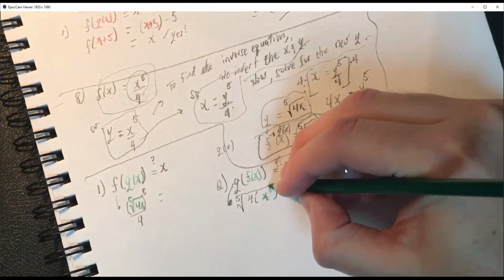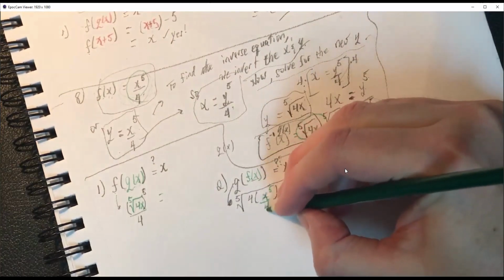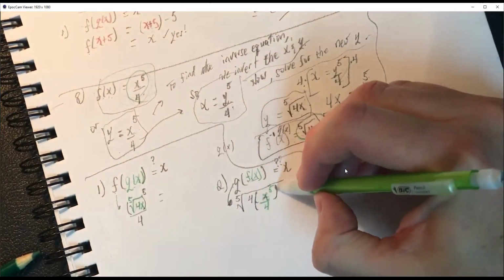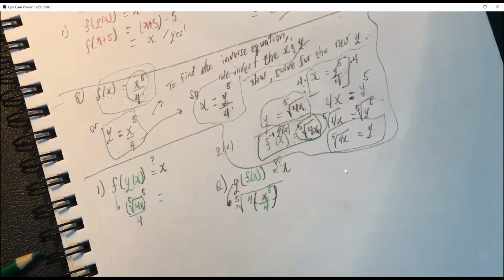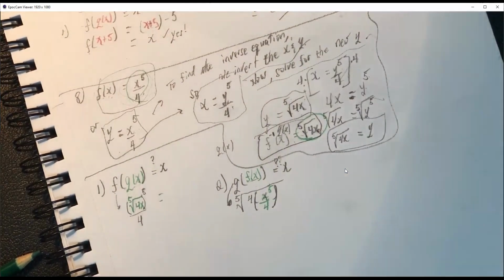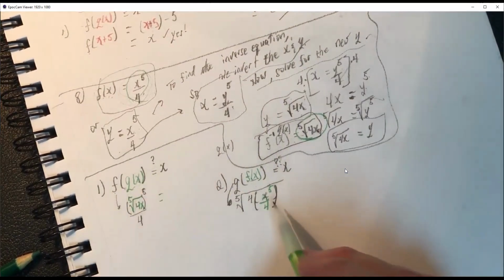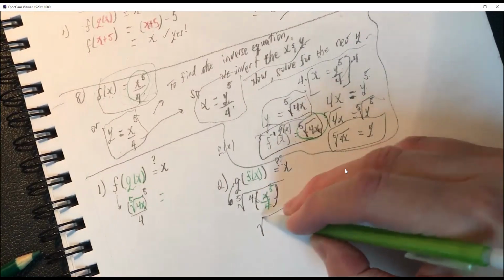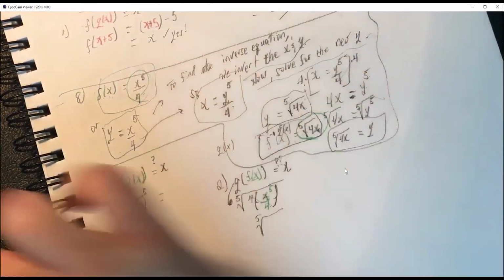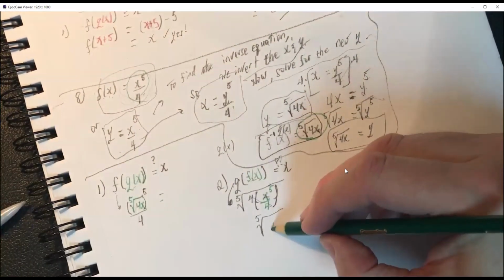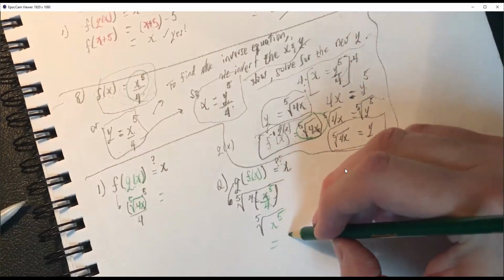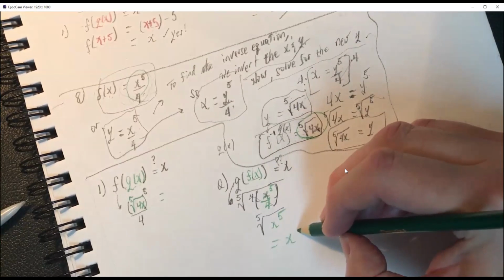X to the fifth over 4. Now we simplify both of them. This one, for example, the 4 divided by 4 divides out. We're left with this fifth root still of x to the fifth. They compose out to x. So yes.